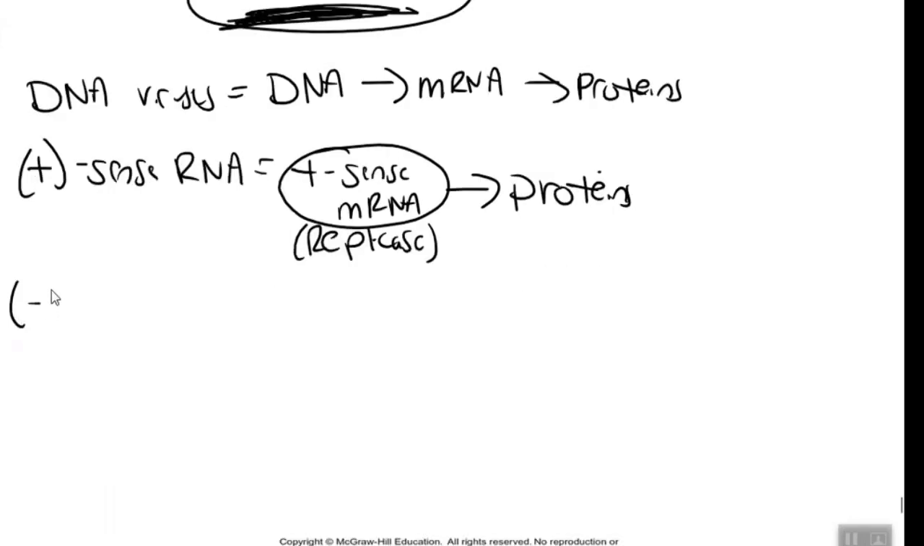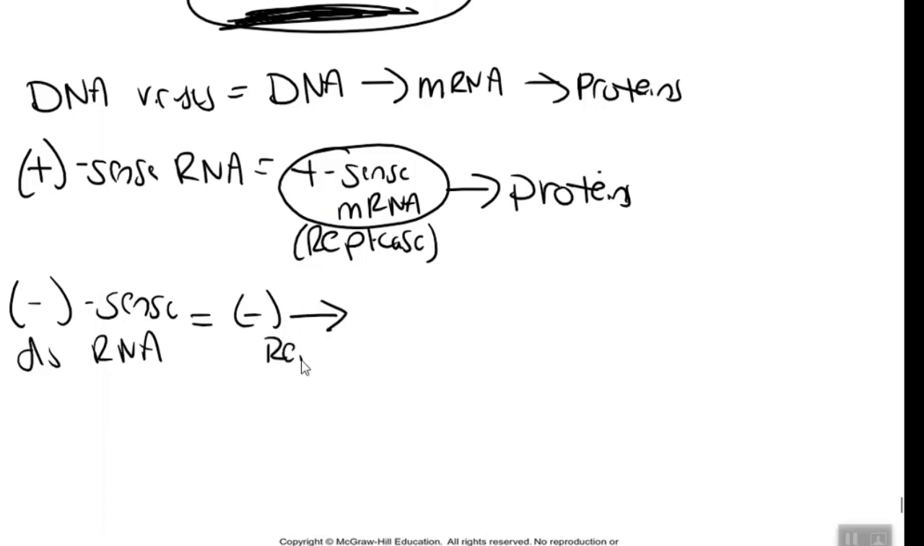The negative sense or the double-stranded RNA viruses, they need to go from negative and use that replicase that they brought in with them to make positive sense mRNA. And from there, they can make the protein that they need.